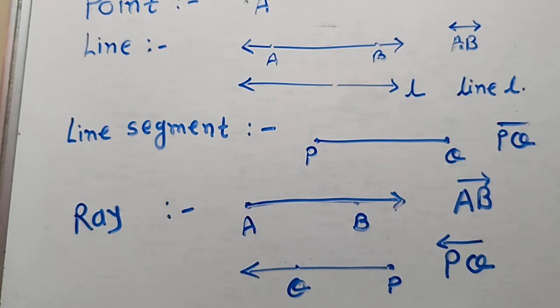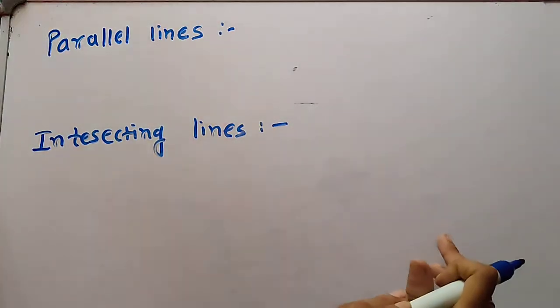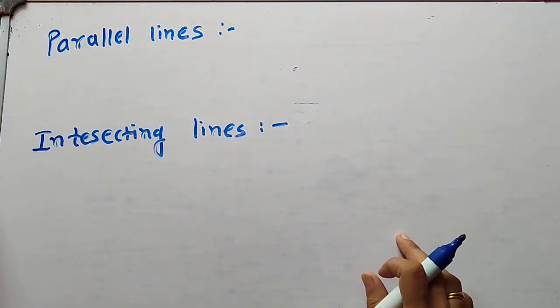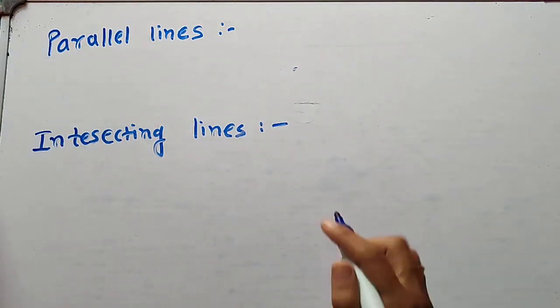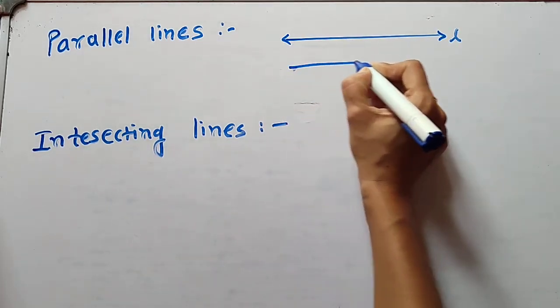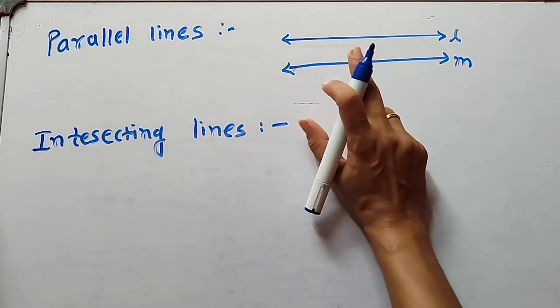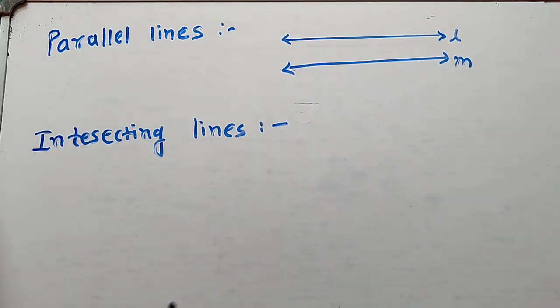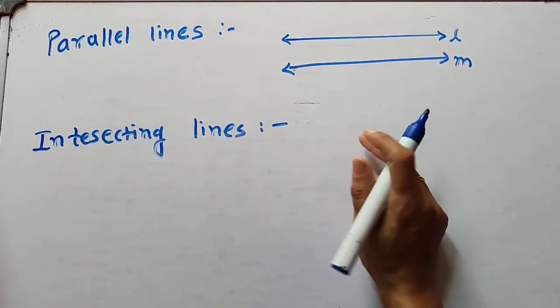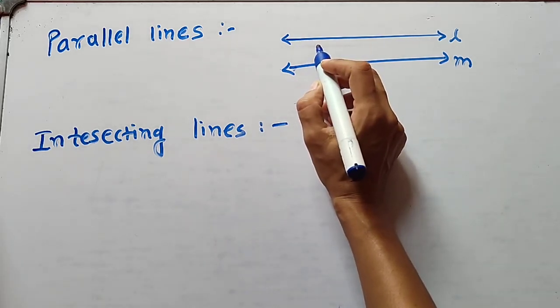Now we see next parallel lines and intersecting lines. Parallel lines means two lines that go endlessly and have the same distance between them. Suppose this is line L and this is line M. These are called parallel lines because they go endlessly, but keep the same distance, and these two lines never meet each other.